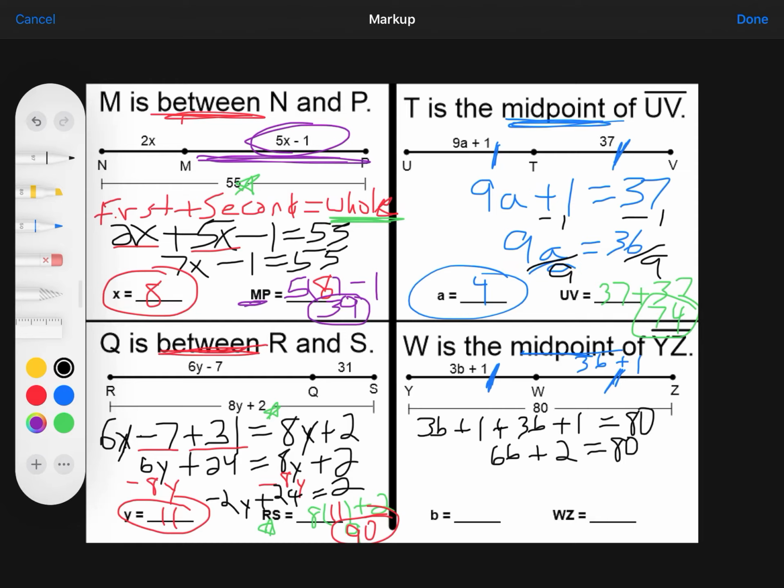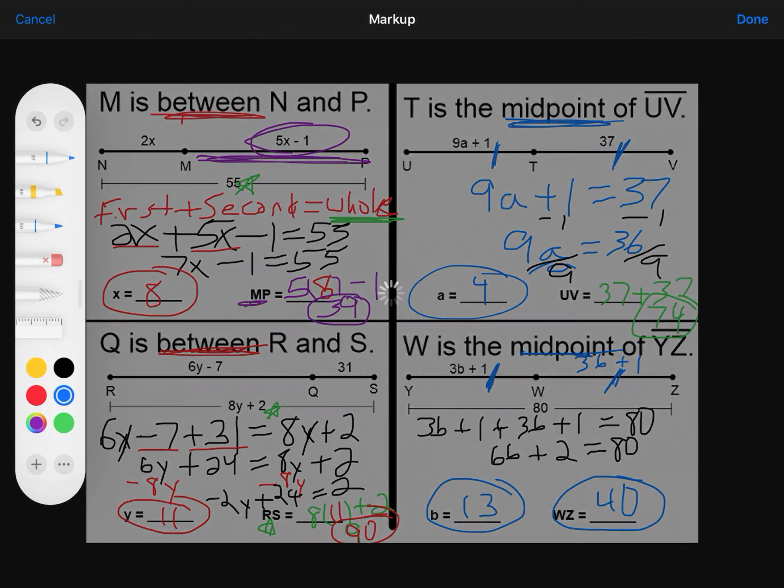There is a way to do this problem for those of you thinking that if the whole thing was 80, one little piece of it could have been just 40, and you could have set 3b plus 1 equal to 40, you would have gotten the same answer. Because when you solve this all out, you get b is 13, and when you plug 13 back in, like I was just saying out loud, you would have to get 40 as the part on the right. Anyway, these are problems involving algebra.